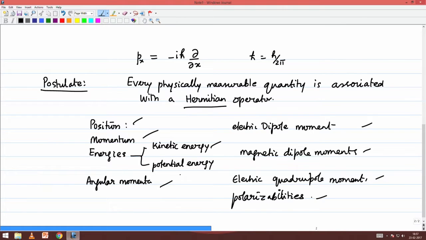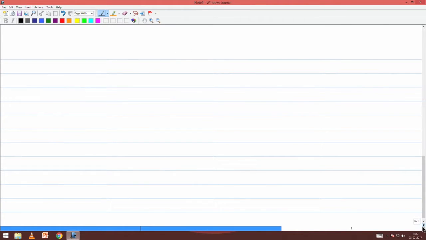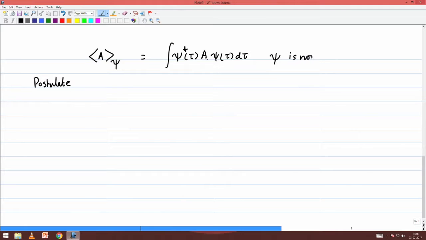Okay. And the expectation value, which we have seen before, of any operator A, if the system is in the state psi, is given by another postulate in quantum mechanics. The integral of psi star of tau, A, psi of tau, d tau. Okay. If psi is normalized, then we don't need the expression in the denominator.